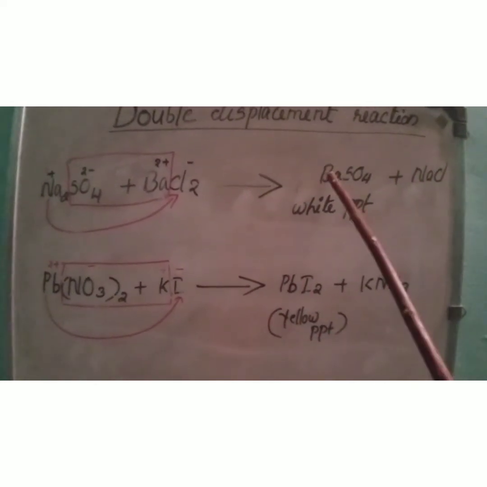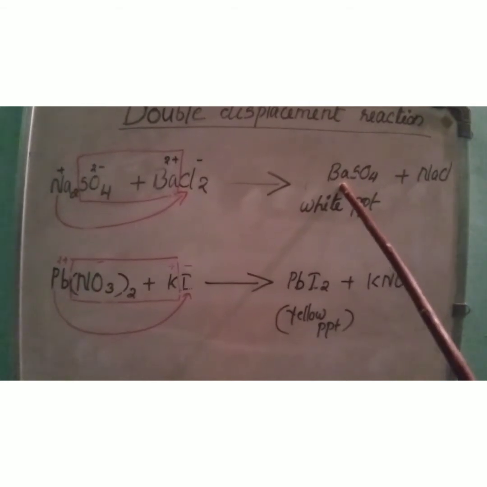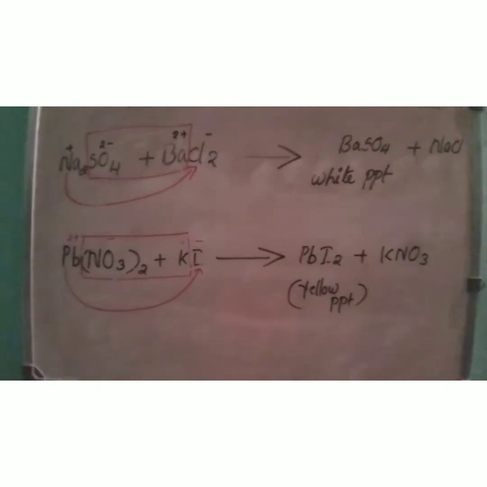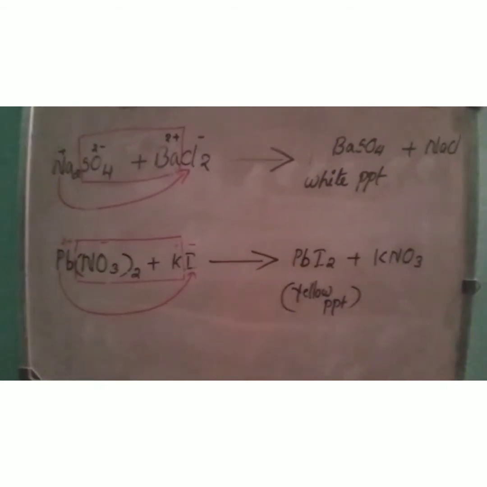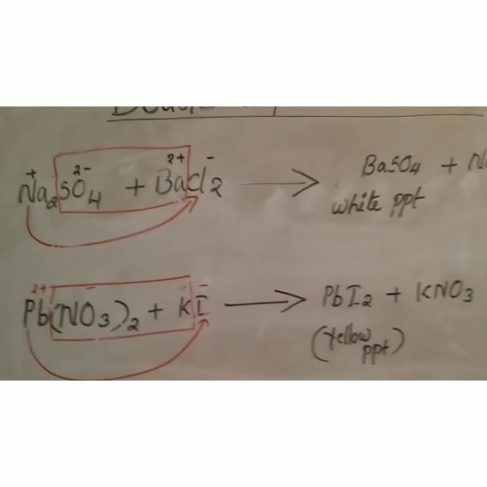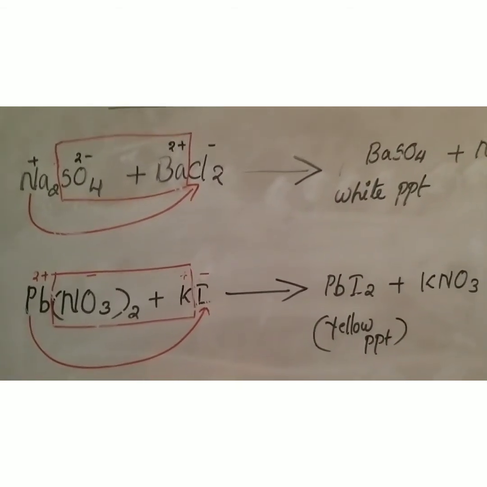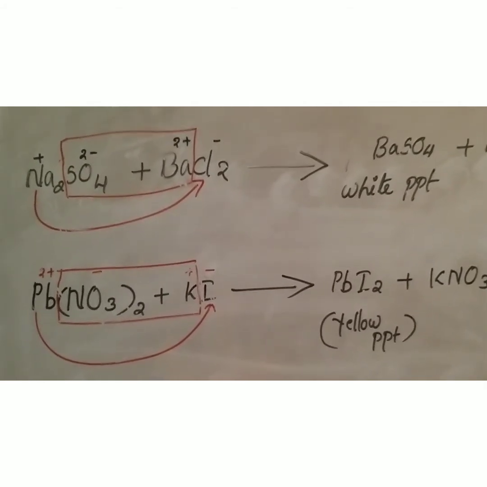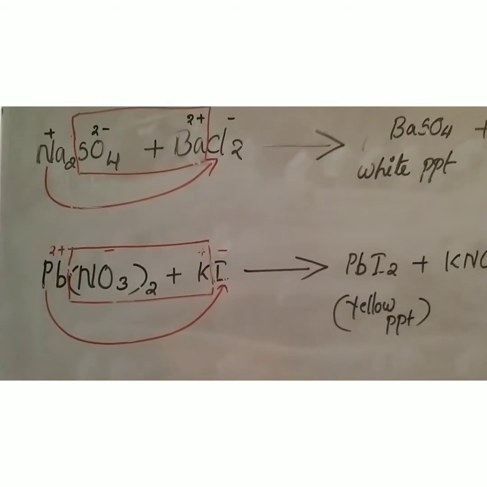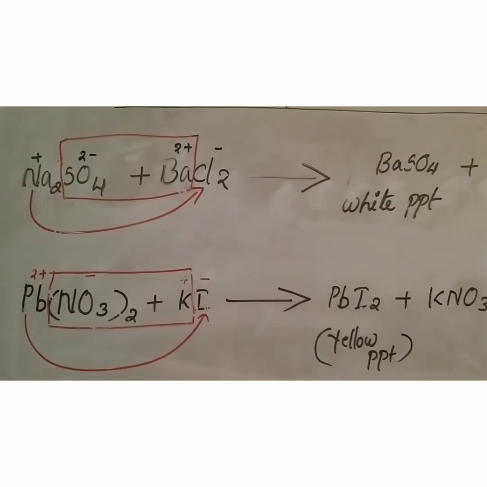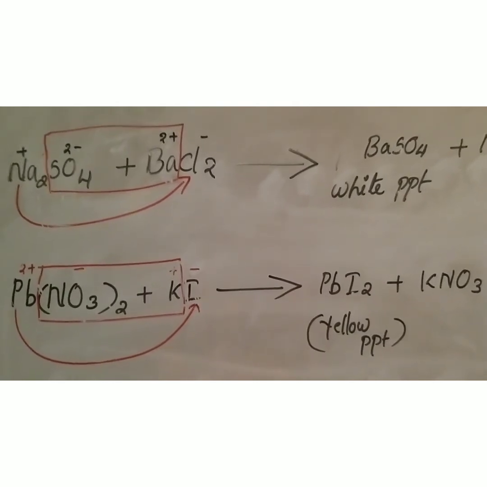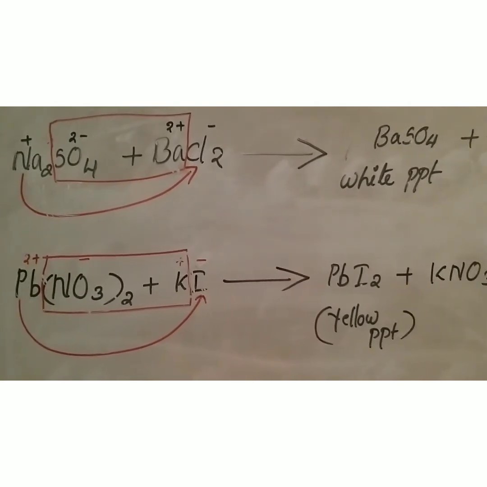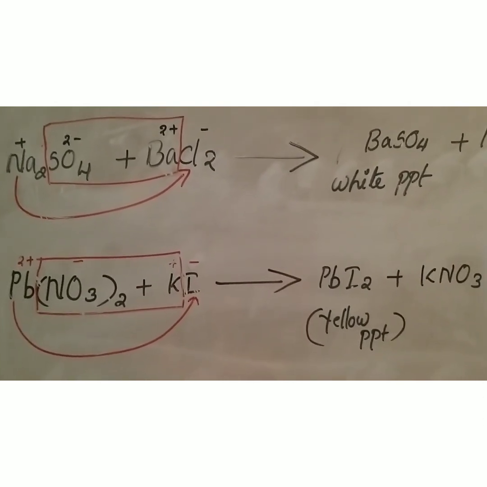In the first case, we get a white precipitate of barium sulfate. In the second case, we get yellow precipitate of PbI2. So it is known as precipitation reaction. What is precipitation reaction? Any reaction that produces precipitate is called the precipitation reaction. Double displacement reaction is also called precipitation reaction because in double displacement reaction precipitate is formed.